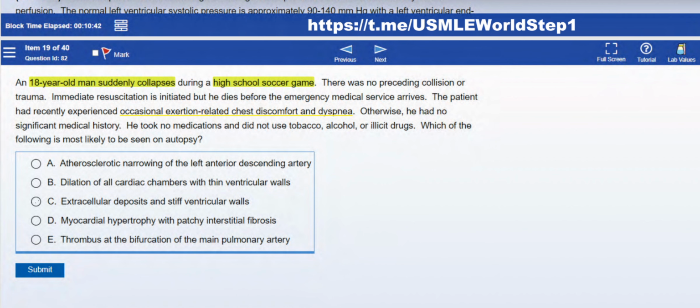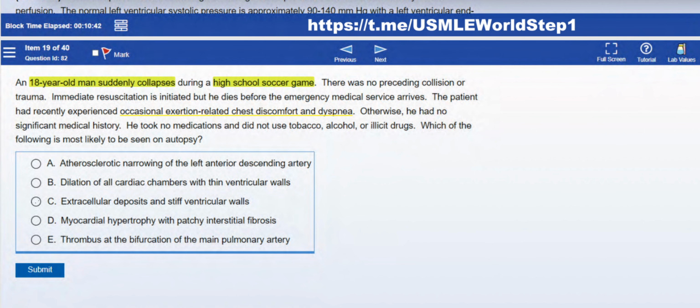Atherosclerotic narrowing of the left anterior descending artery; dilation of all chambers with thin ventricular walls; extracellular deposits and stiff ventricular walls; myocardial hypertrophy with patchy interstitial fibrosis; thrombus at the bifurcation of the main pulmonary artery.